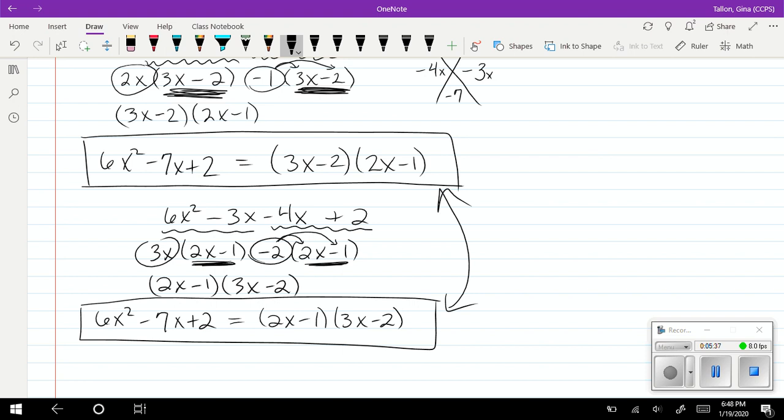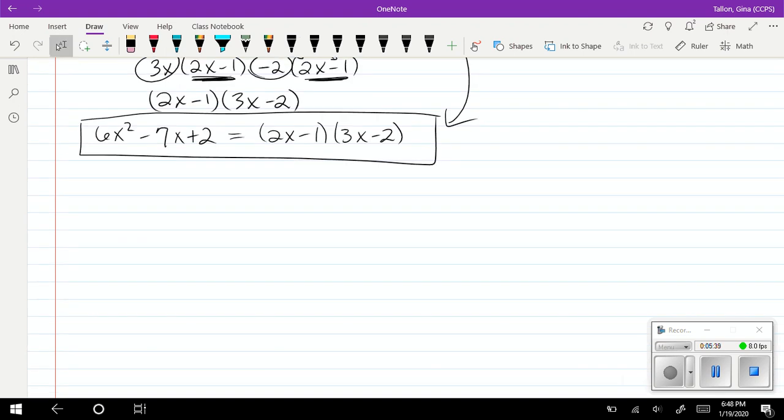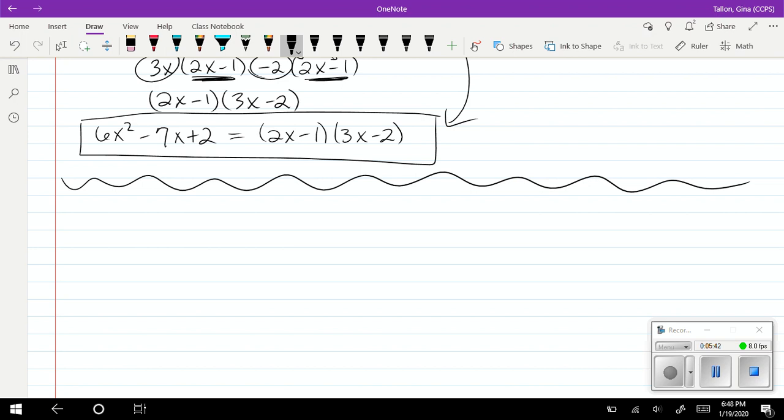So let me create one more here. We'll call this example 2. Let's get this thing separated. Okay, here's example 2. Let's say, for instance, I gave you 8x squared. The directions are going to say, of course, factor 8x squared minus 14x minus 15.